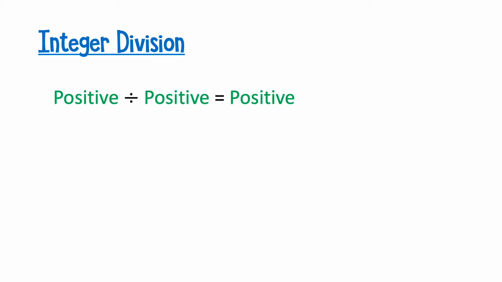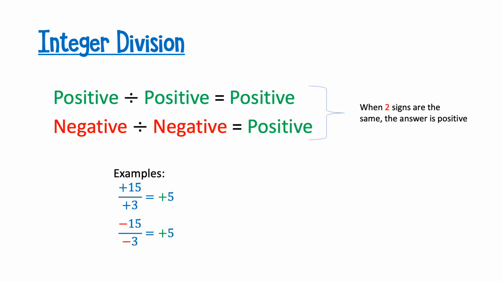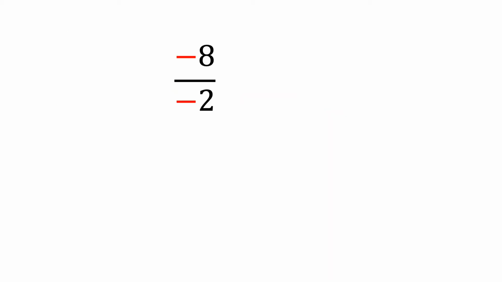In other words, a positive divided by a positive is a positive, and a negative divided by a negative is a positive. Multiplication and division are related facts, so their rules are very similar. If we have positive 15 divided by positive 3, we get positive 5. Negative 15 divided by negative 3 is also a positive 5, because a negative divided by a negative will be a positive. So when two signs are the same, the answer is positive. This is the same as with multiplication.